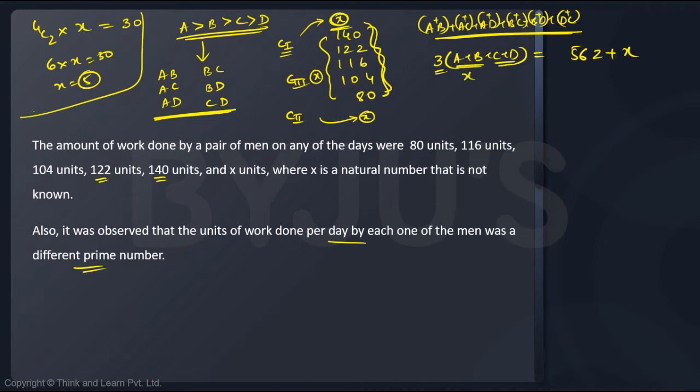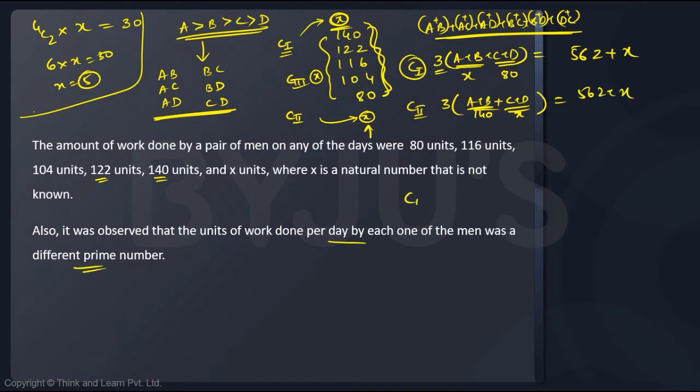And the least value is C plus D, that is 80 in the case number 1. This is case number 1. Case number 2, 3 times of. Now case number 2, X is at the bottom, which means C plus D is X. A plus B plus C plus D, so A plus B is 140 and C plus D is X. And this is again equal to 562 plus X.